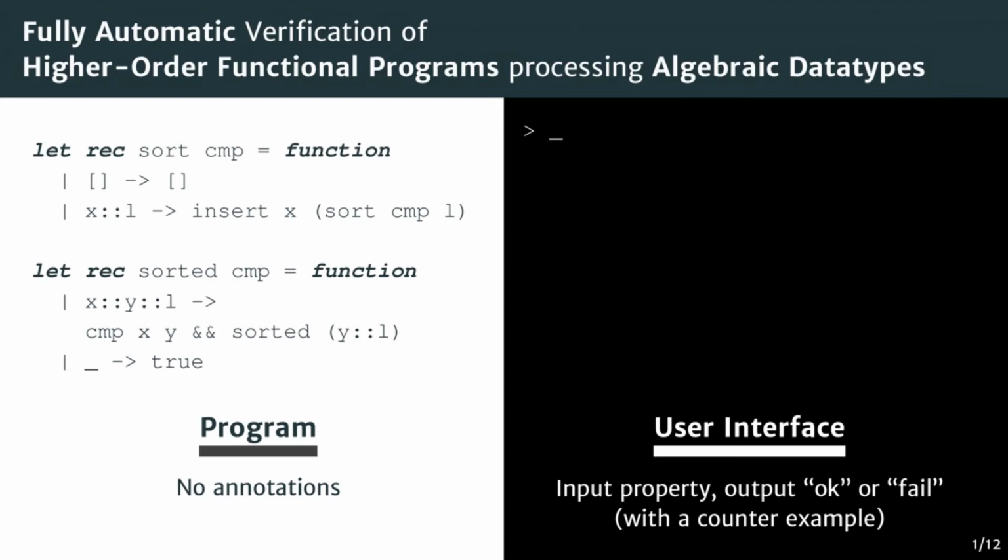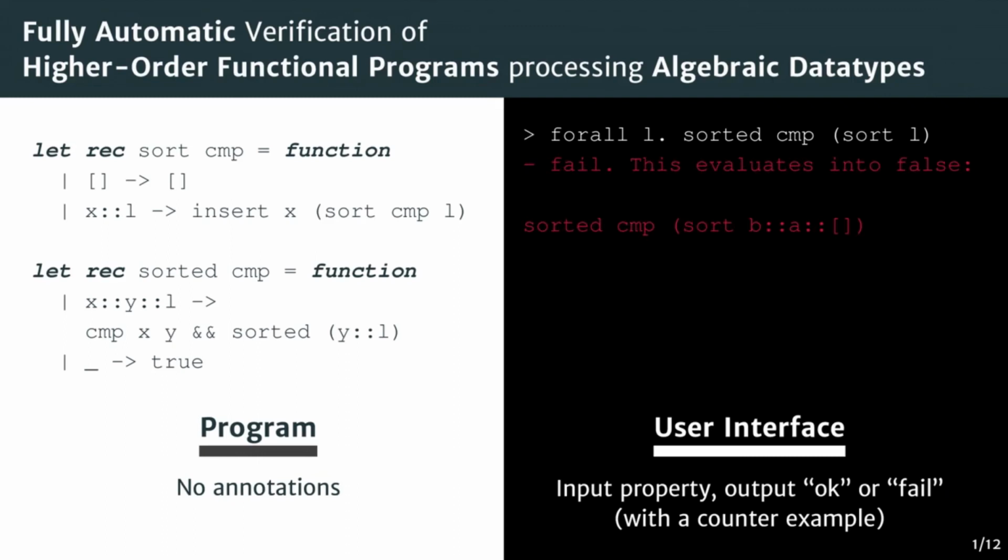The right side shows what we imagine could be the user interface. Here the user can type in the property he wants to verify. So here, for example, we want to verify that for all lists L, the output of the sort function is indeed sorted according to the corresponding predicate. Note that the property uses predicates that are defined in the program, and without any more information, without annotation, we are able to check if the property is verified or find a counter example. If the property cannot be verified with a regular abstraction of the program, it will diverge.